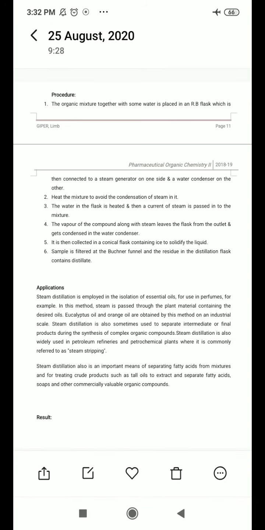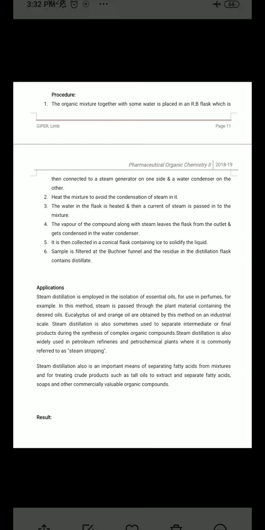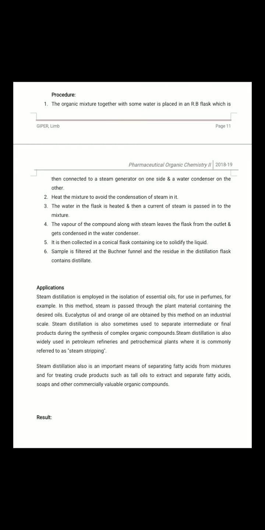The water in the flask is heated and then a current of steam is passed into the mixture. As we know, the vapor of the compound along with steam leaves the flask from the outlet and gets condensed in the water condenser. That vapor is condensed and then collected in a conical flask containing ice to solidify the liquid. The sample is filtered on a Buchner funnel, and the residue in the distillation flask contains the distillate. These are the techniques; step by step we have to perform the procedure.